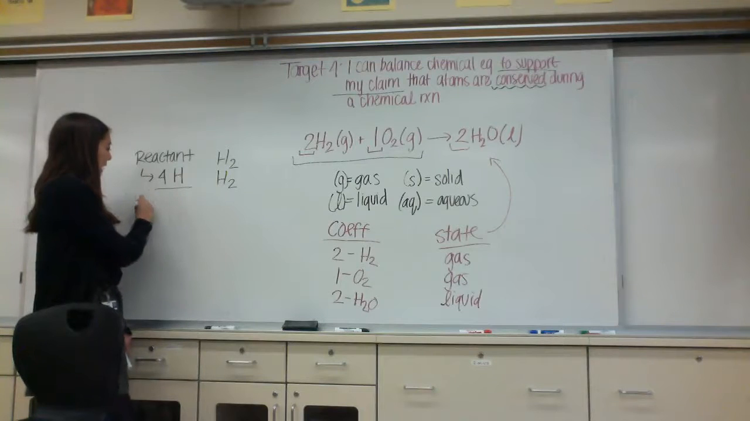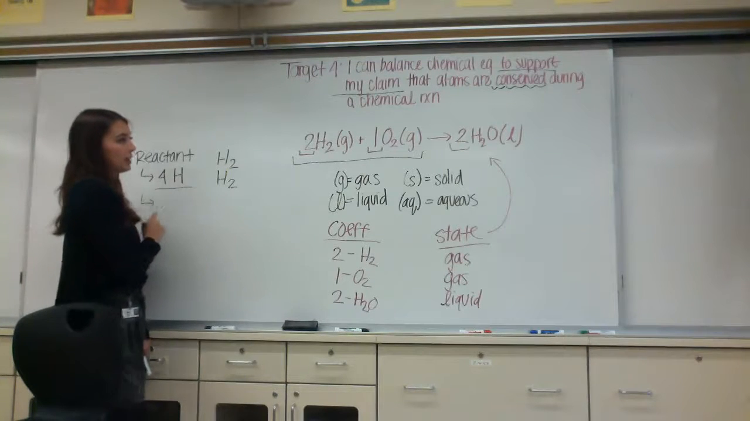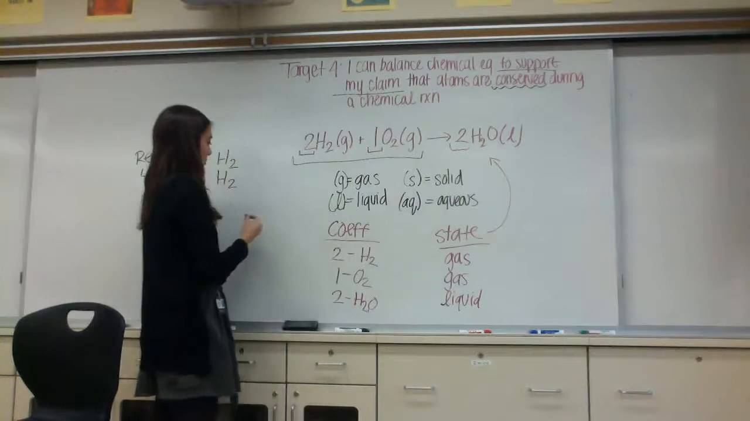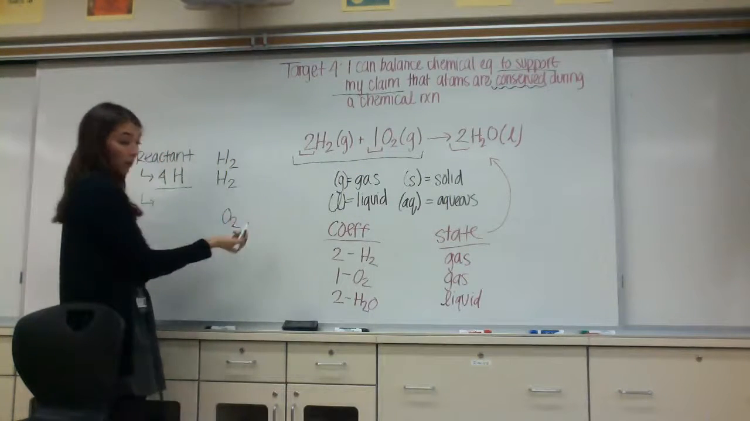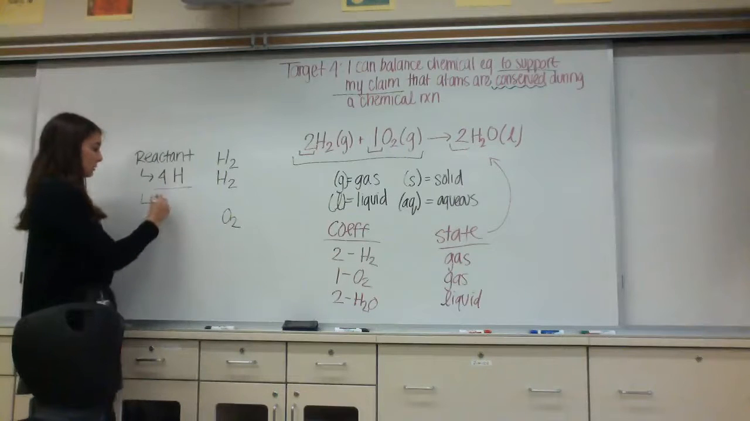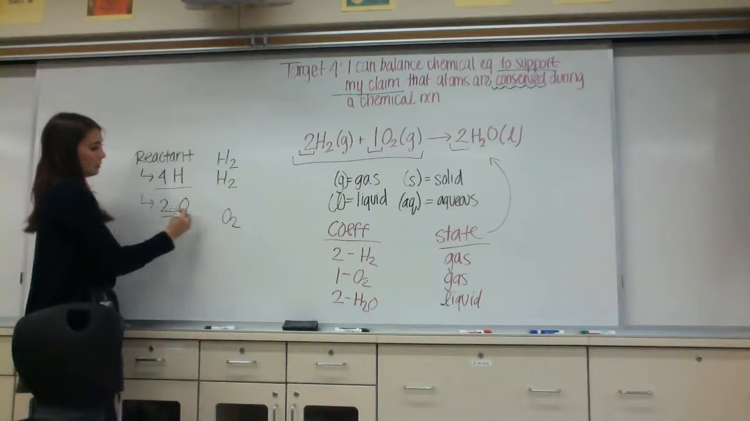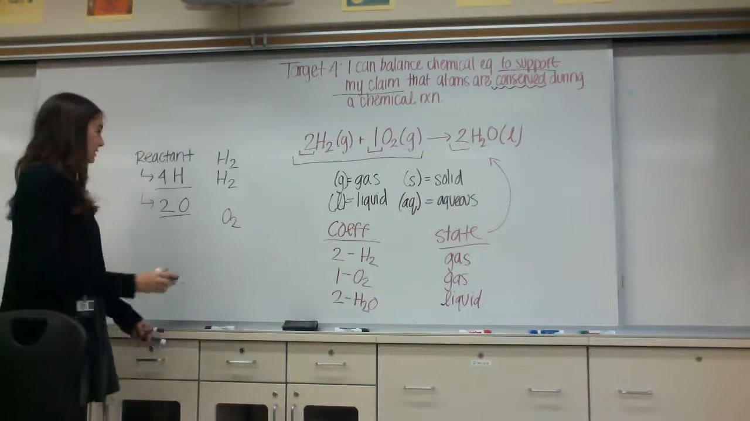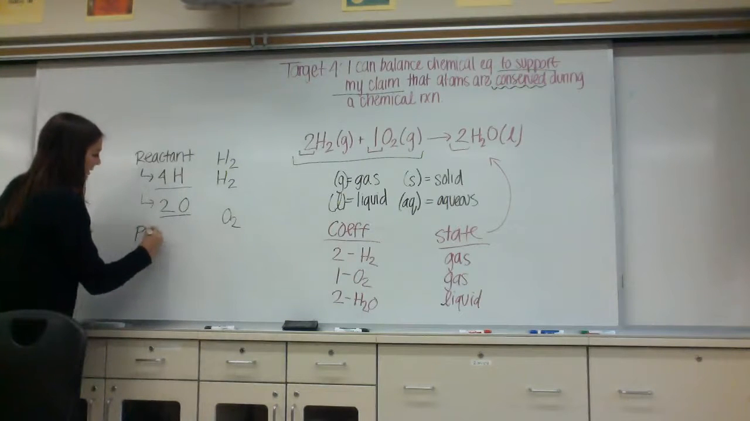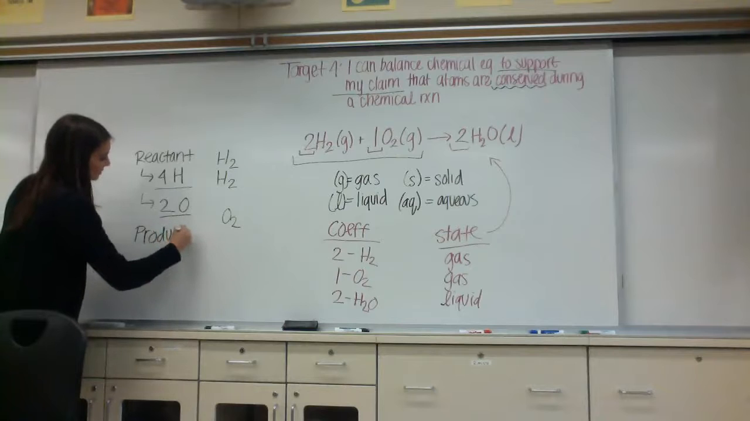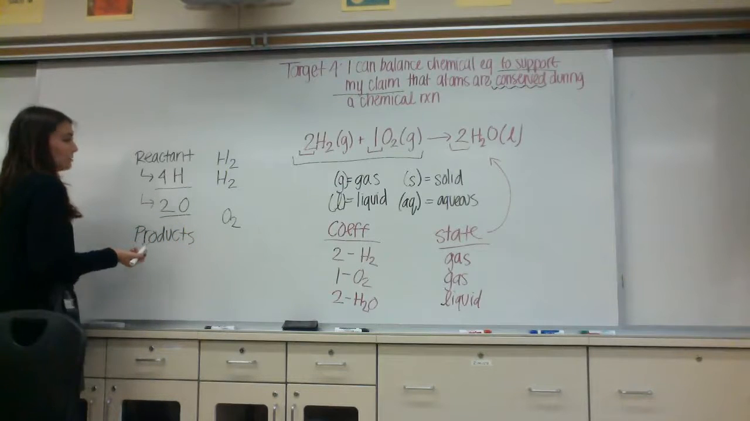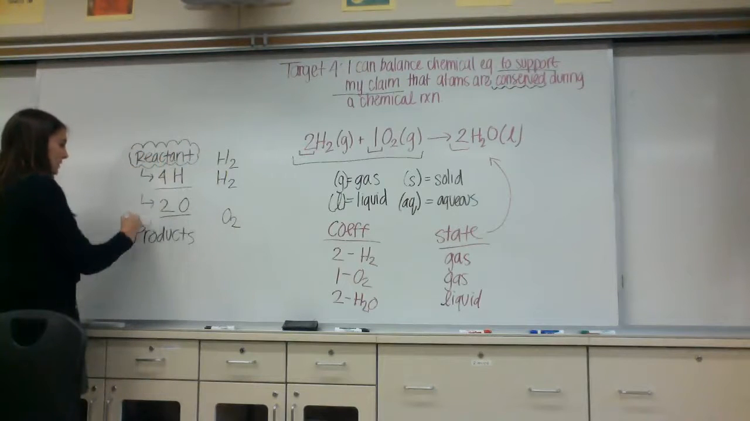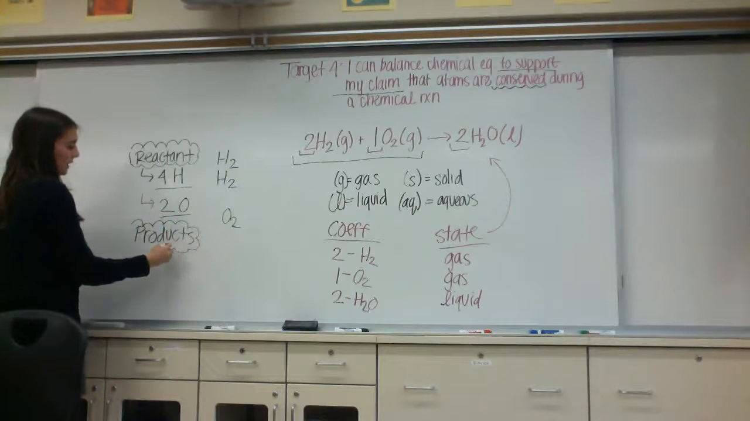How many oxygen do I have? I have a coefficient of 1, and there's just one O2 molecule. If there's just one O2 molecule, then I know that there must only be 2 oxygen. Okay? Now, we are going to move on to the products. According to the law of conservation, it would make sense that I should have the same amount of reactants as I do products, but let's just double check.